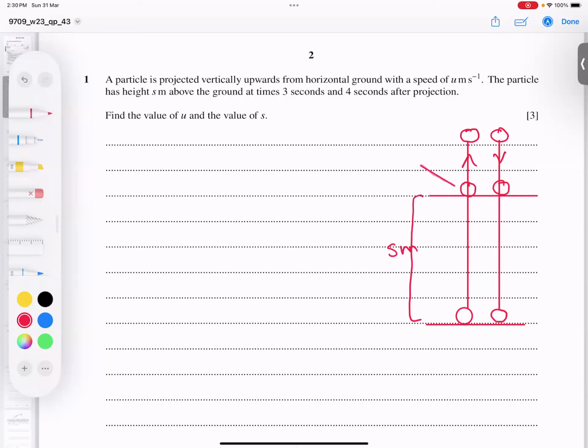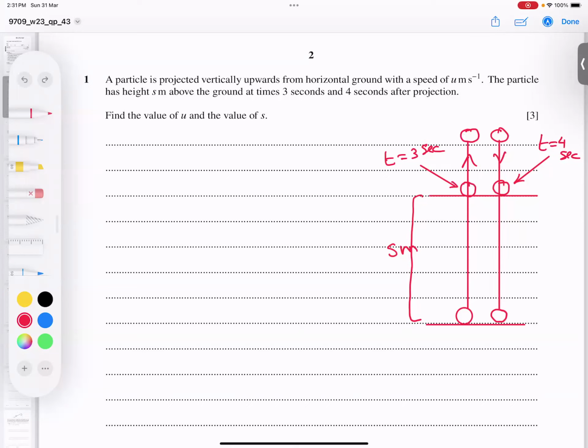The first time to reach this height is 3 seconds. The second time, you reach the same height while coming down, at 4 seconds. So one is going up, the second is coming down. And naturally, the time between going up and coming down is 1 second, because 4 minus 3 is 1 second. So naturally, half a second to go up, half a second to go down.